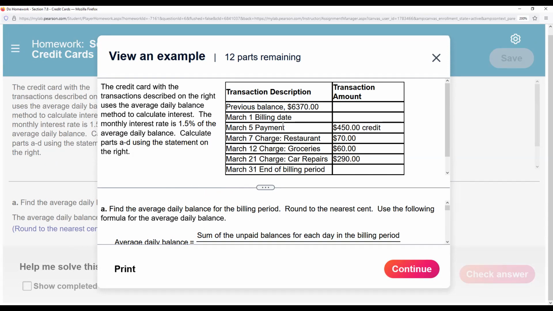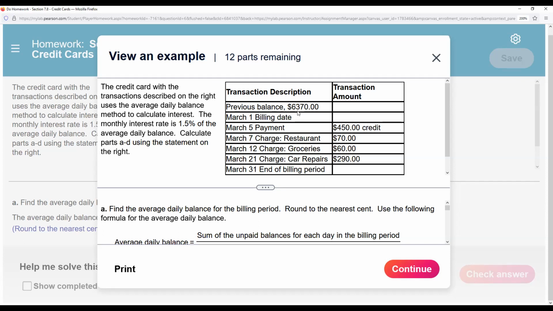So the beginning of the billing looks like it's March 1st all the way to the 31st, the beginning of the month till the end of the month. How many days is that? Looks like 30, right? All right. So what is the average? How much am I going to have to pay? What is the average daily balance?